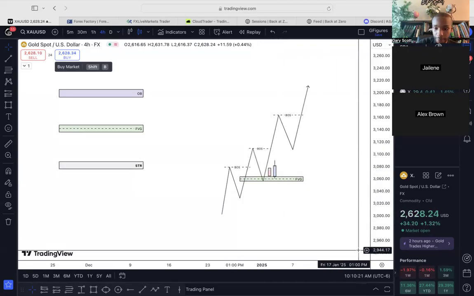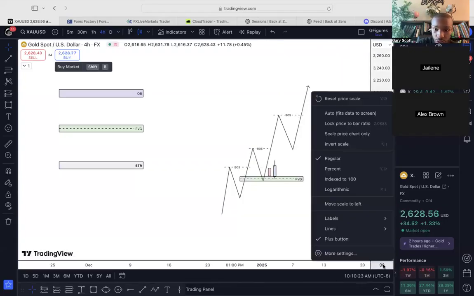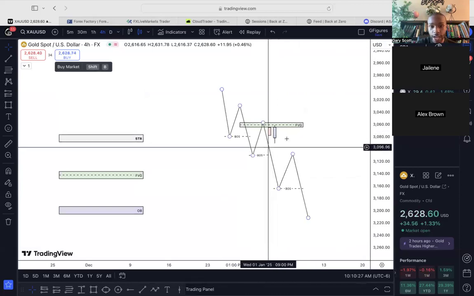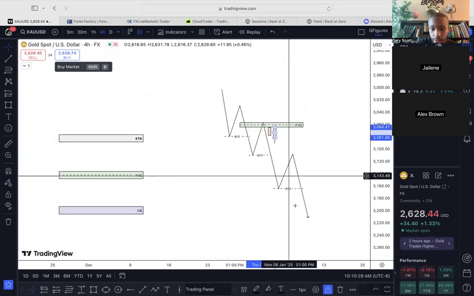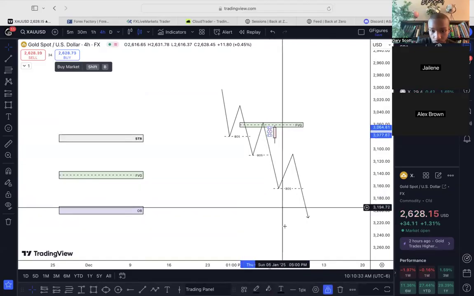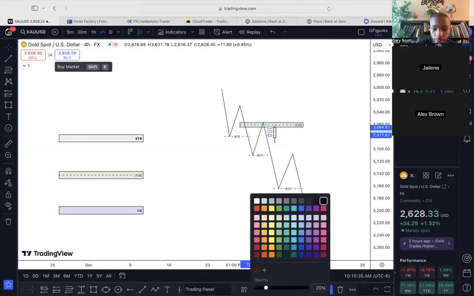Okay, that's one. Now let's switch it up. Let's invert the scale and put it as if it was a selling setup. You'll want to see a bearish candle surpass what?